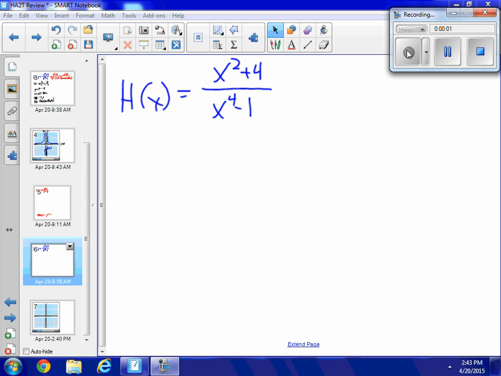All right, so we're going to analyze and make up this graph of this rational function. So step number 1, factor the numerator and denominator of the function.